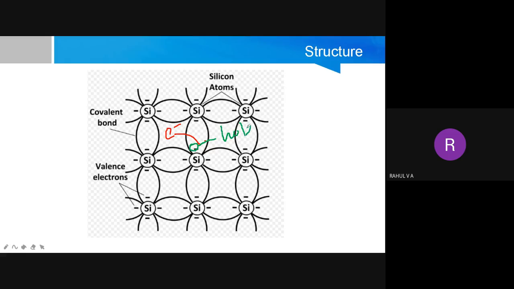HOLE. Sometimes we call this a positive charge. It is not a positive charge. This is actually a deficiency of electron. ഇലക്ട്രോണിന്റെ അഭാവത്തെയാണ് നമ്മൾ ഹോൾ എന്ന് പറയുന്നത്.